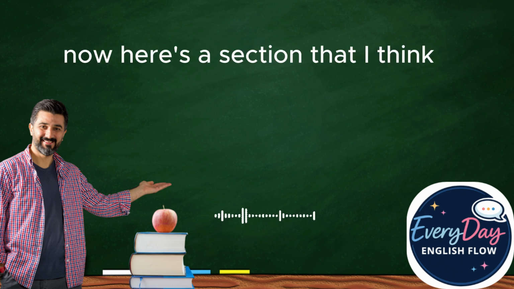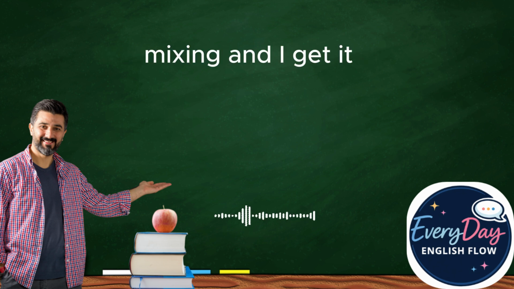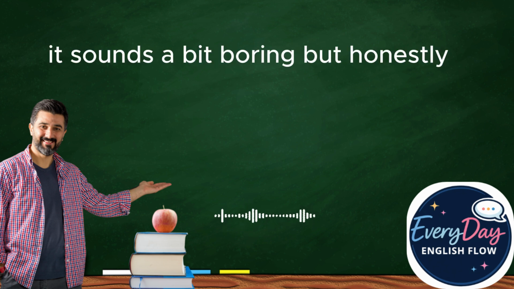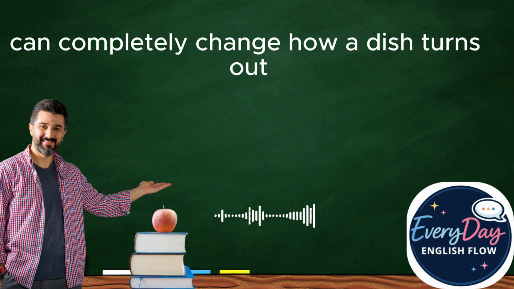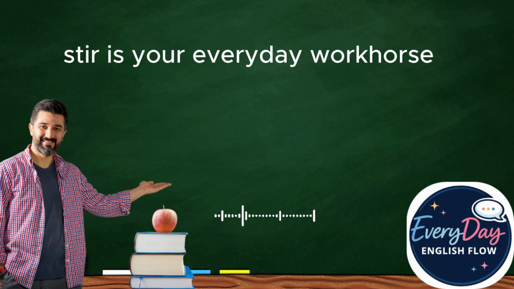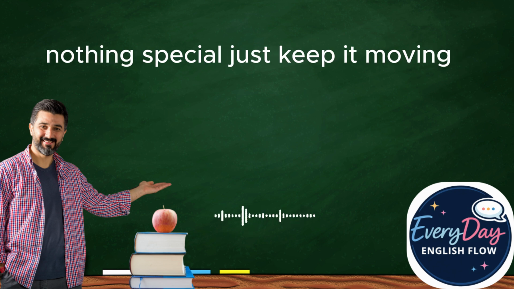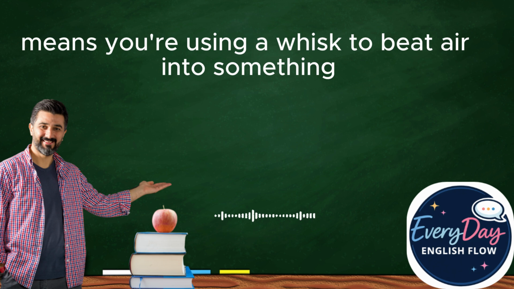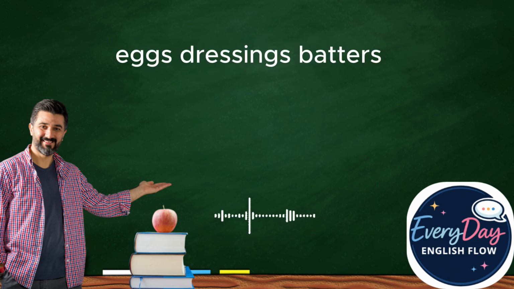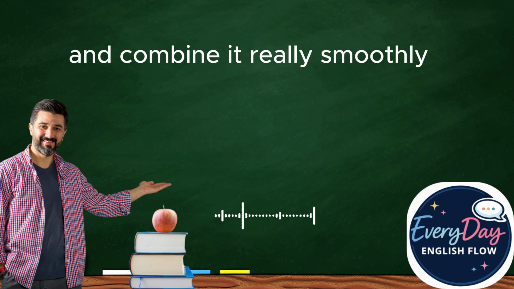Now, here's a section that I think a lot of people skim over, mixing. And I get it, it sounds a bit boring, but honestly, the way you mix something can completely change how a dish turns out. So bear with me here. Stir is your everyday workhorse. You're just combining things together. Nothing special, just keep it moving. Whisk means you're using a whisk to beat air into something. Eggs, dressings, batters. The goal there is to lighten it and combine it really smoothly.